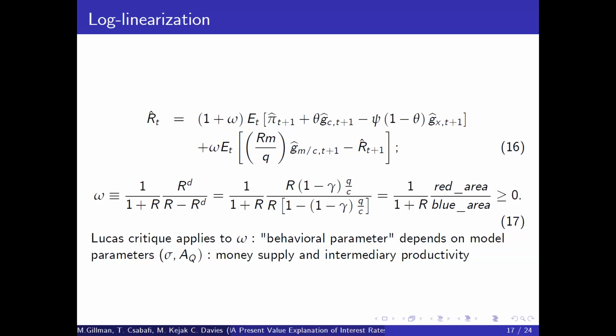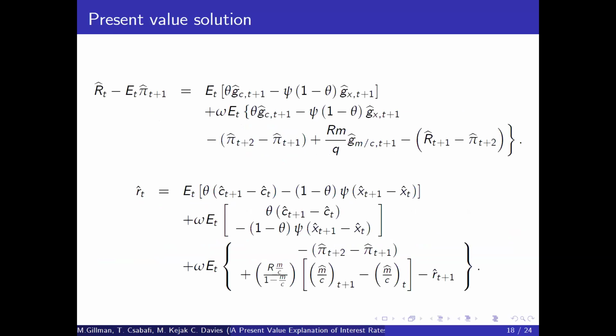So the Lucas critique does apply in this case, because when there's a higher money supply growth rate or bank productivity in the exchange credit sector is higher, so that you have a lower marginal cost, you have more inflation tax avoidance in both of those cases, and omega goes up. So that's a Lucas critique application to the omega.